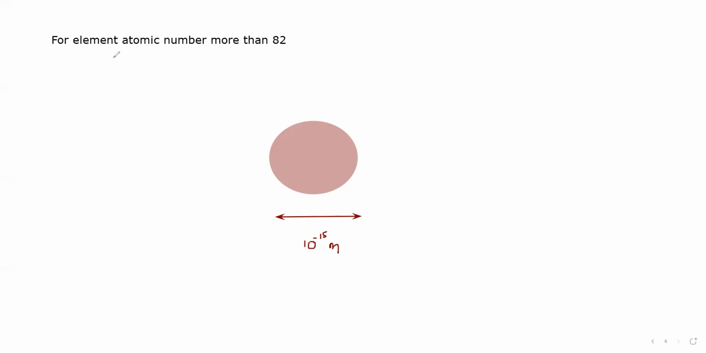Now what happens for elements having atomic number more than 82? Inside the nucleus we have neutrons, the black spot representing the neutron, and we have protons as well. What we observe is that as the proton number increases, the atomic number increases, the number of protons inside the nucleus increases. What kind of force is there between the two protons? They are like charges, so which kind of electrostatic force, attractive or repulsive, between the two protons?